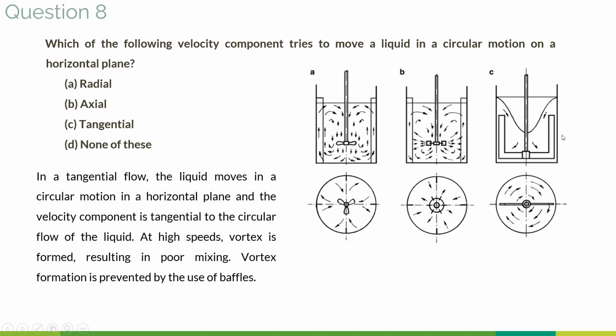Hence, to prevent this vortex formation, we use something known as baffles, as seen here. These vertical things that you see in the diagram are called baffles that disrupt this vortex formation and hence ensure proper mixing. The answer here is option C. We'll be discussing more on vortex formation in the upcoming slides as well.